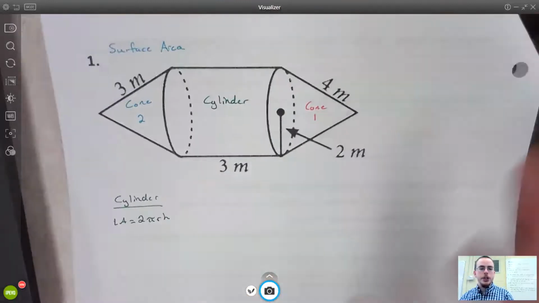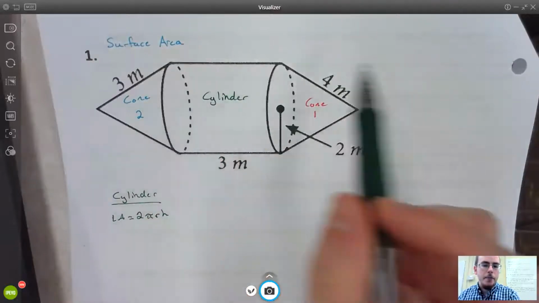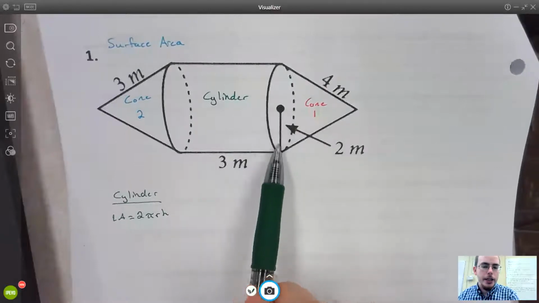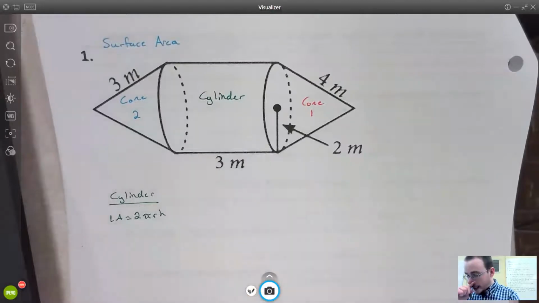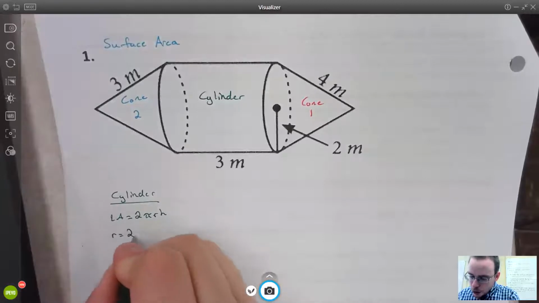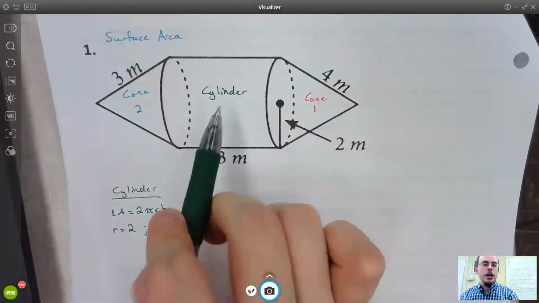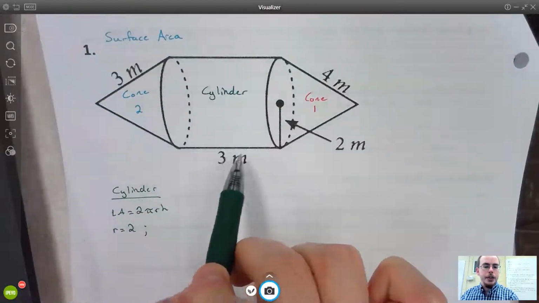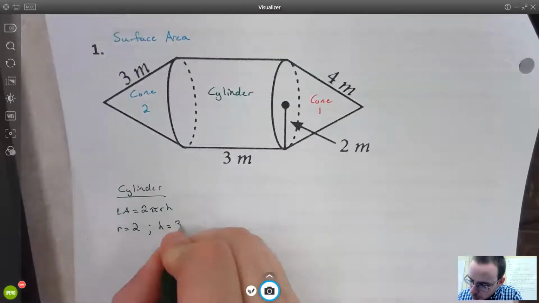If we look here, this cylinder is sitting on its side, okay? And if you look here, we have the center point and the extension, and it says that that is 2 meters. So our radius for the cylinder will be 2 meters. So R is 2. And our height of our cylinder, since this is on its side, would have to be this side here. And you can see that it would be 3 meters. So H is equal to 3.